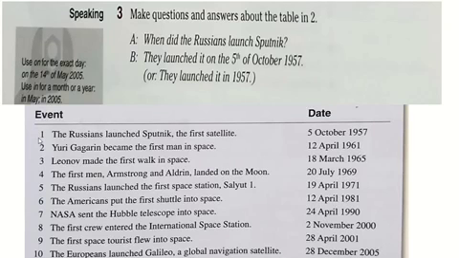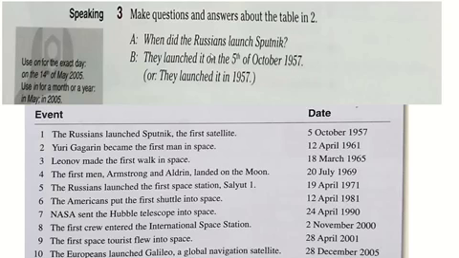For example, number 1, the Russians launched Sputnik, the first satellite, in 5 October 1957. Now we want to make this sentence into a question and answer it. Now this is the question. When did the Russians launch Sputnik? The answer is here. I take the answer from here. Okay, they launched it on the 5th of October 1957.